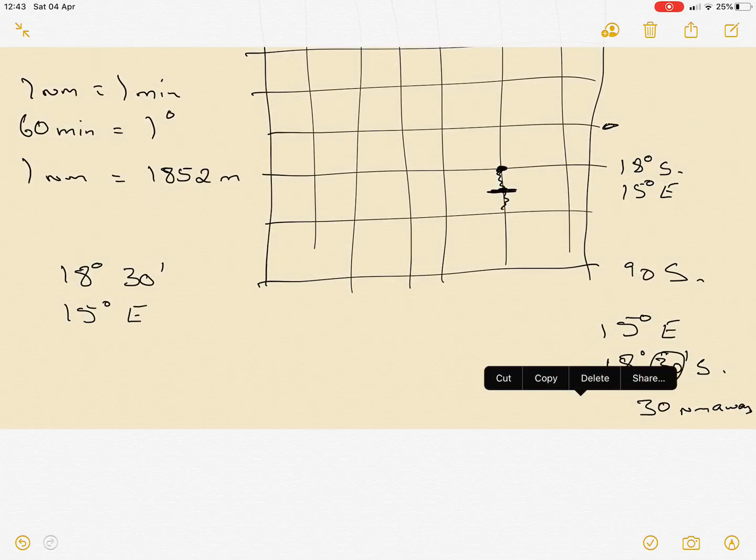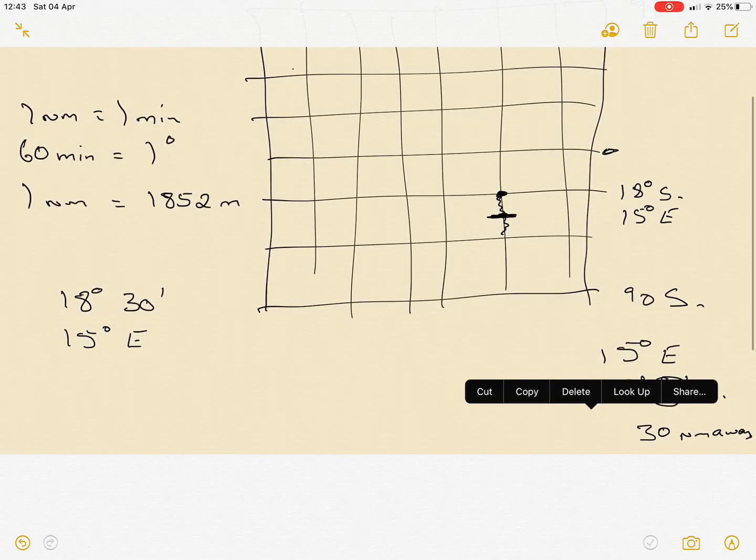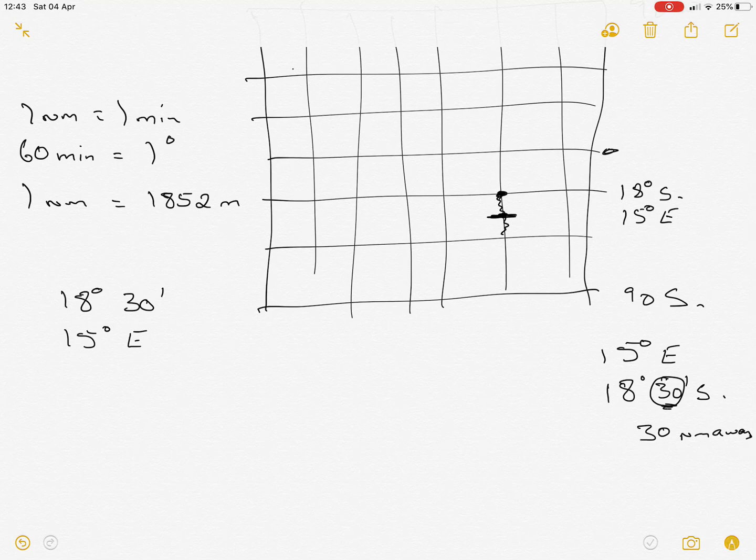So if I was, for example, not quite on 30, but slightly out, halfway between 30 minutes and 31 minutes, I would not say I was 30 minutes and 30 seconds. That's incorrect. I would have said 18 degrees 30.5 minutes south. So it's important to understand we don't use seconds.